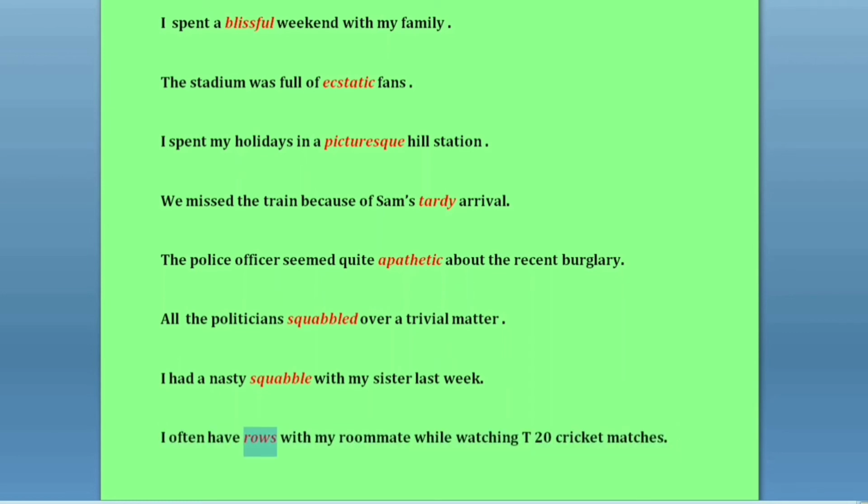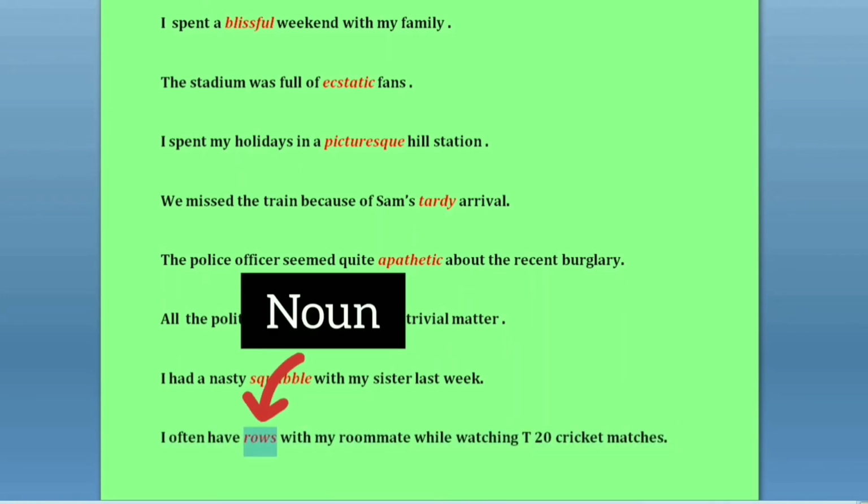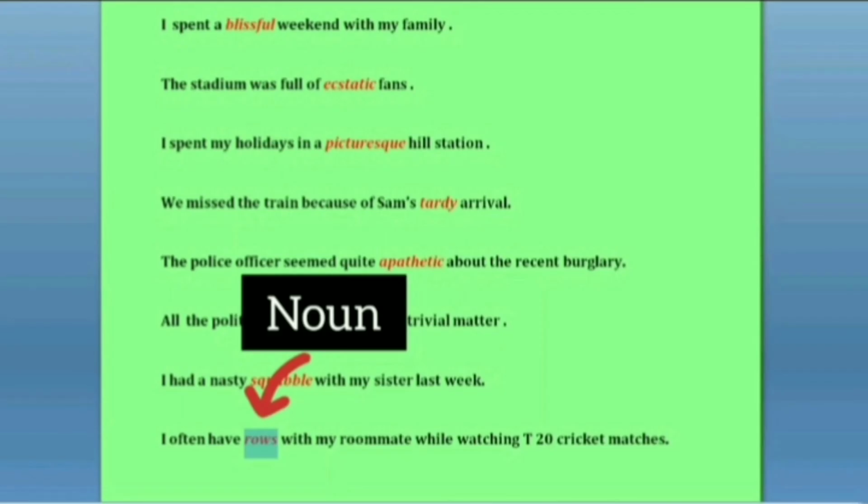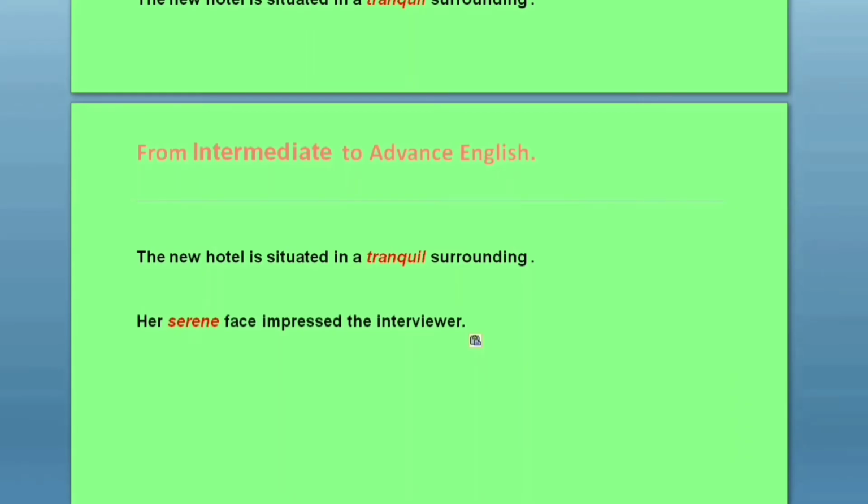So at last, let me tell you how to use row. The pronunciation is row, and it is a noun. We can use it like this way: I often have rows with my roommate while watching T20 cricket matches. So like this way you can use row.